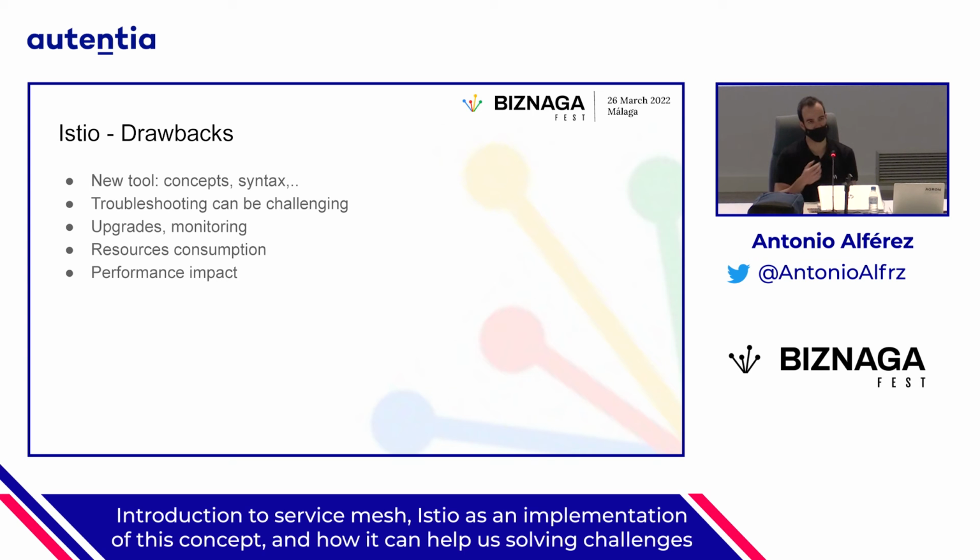Troubleshooting also can be challenging. Why? Because there are a lot of parties involved here. We have us operators, who can make mistakes when we configure the service mesh. We also have Istio, the control plane itself. We need to deploy it, we need to monitor it, we need to upgrade it. And we can also make mistakes in that process.